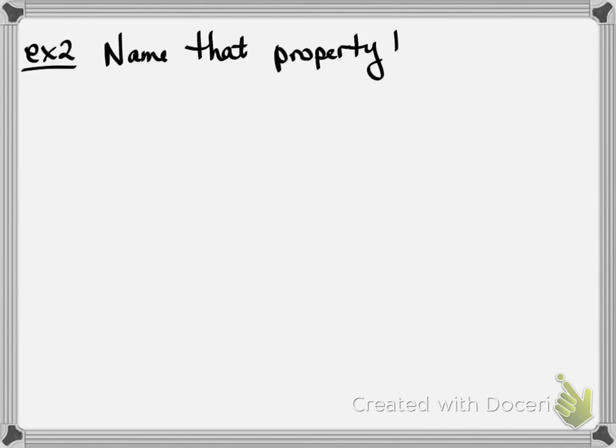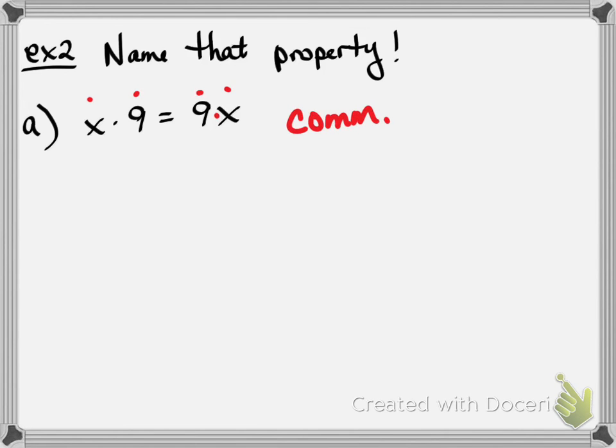And then the last part of this video is just identifying properties. Example 2, identify the property illustrated. Name that property. It's a little game show. Name that property. A, x times 9 equals 9x. Well, what happened? On both of them, we're multiplying, but the order's different. So it's like school to home and home to school. That's commutative of multiplication.